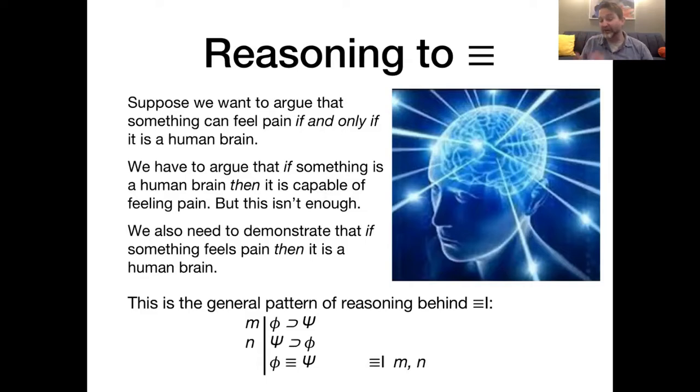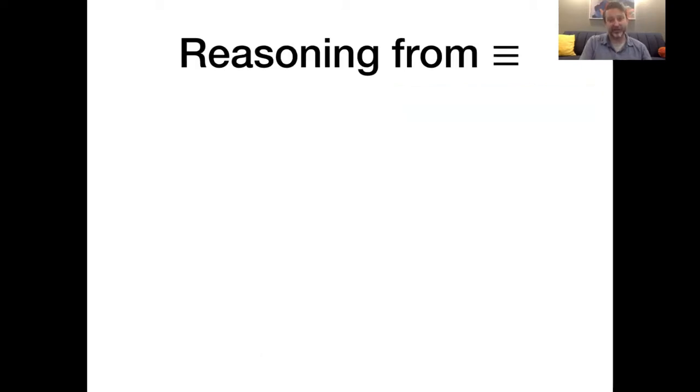Obviously, if you're deriving these conditionals, you'll need subproofs to derive those conditional statements. They could also be given to you, so you could have a simple argument that just starts with M and N as premises and asks you to demonstrate the final conclusion here, phi if and only if psi. But in some way, you have to cite those two things. Okay, so that's the general pattern of reasoning behind biconditional introduction.